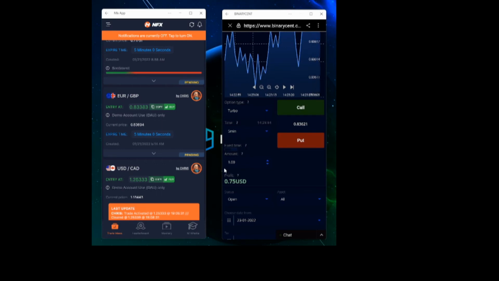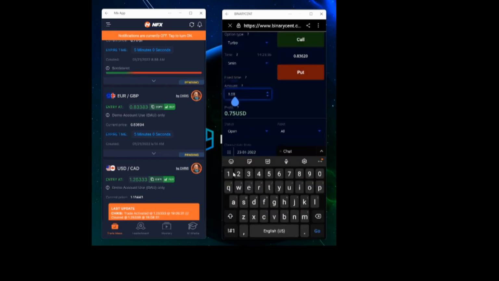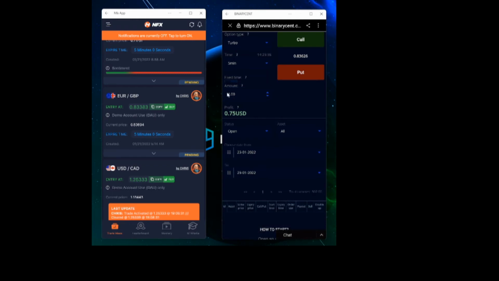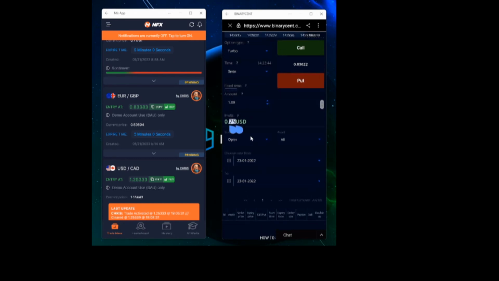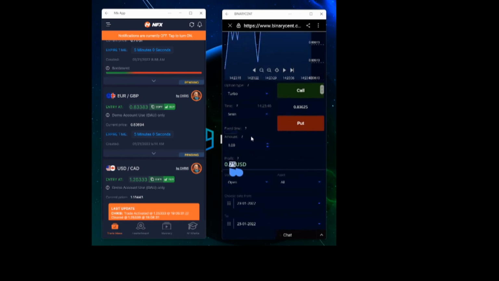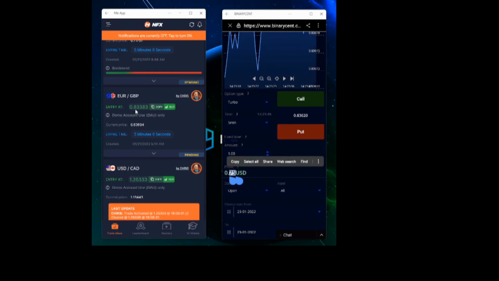So like I said, you enter the amount you want to trade in the amount field here. And then based off of the amount, it will give you your profit. And then you will pretty much wait until the recommended price is where the entry amount is.